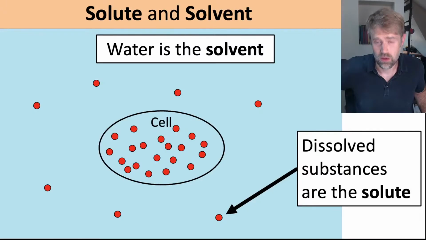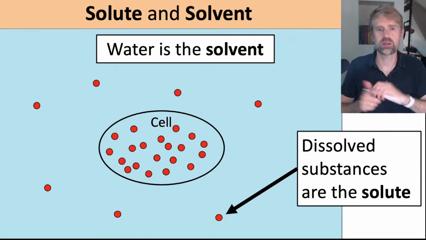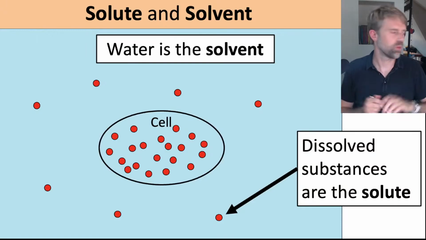So oxygen dissolves in water. It could be a solute. Salt dissolves in water. It could be a solute. Sugar dissolves in water. It could be a solute. Many different types of solute. Water is a solvent. When we're talking about living things, we're talking about cells, water is a solvent.